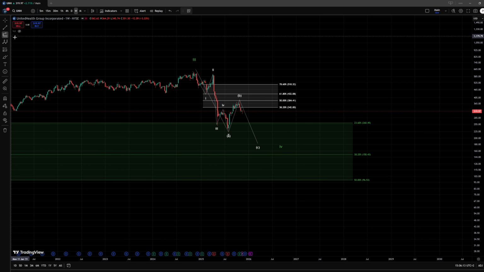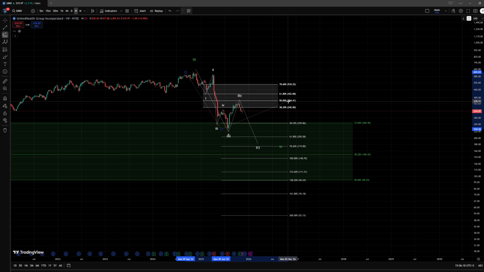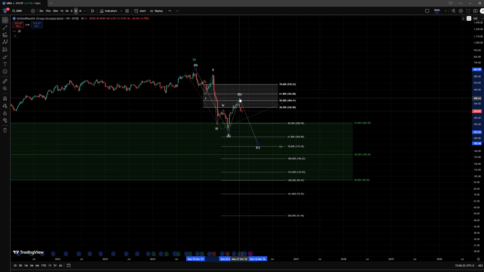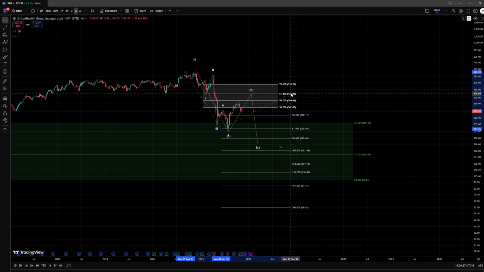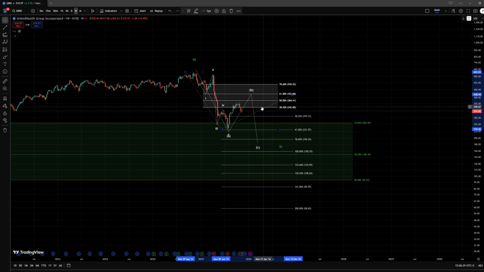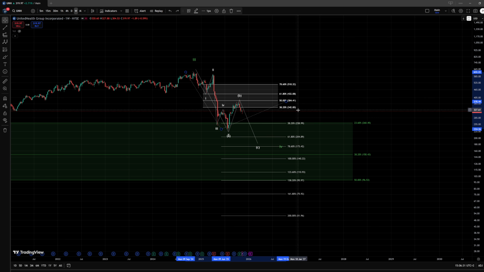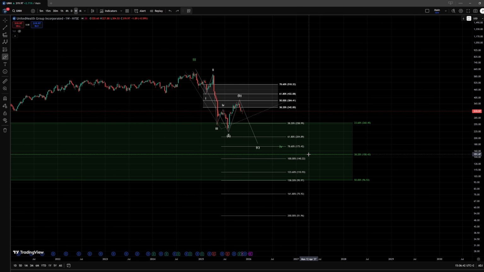Now, in this case, since we may already have a wave B top, we could even be looking for an ideal target for the wave C. This is assuming we have topped in the wave B, because if we extend higher, we would need to adjust the extensions. But right now, it would be at the 100% extension of the wave A, which is around the $140 level. That is the ideal target for the wave C, meaning we don't need to get there and we don't need to stop there. It is just a level that it is generally drawn towards.